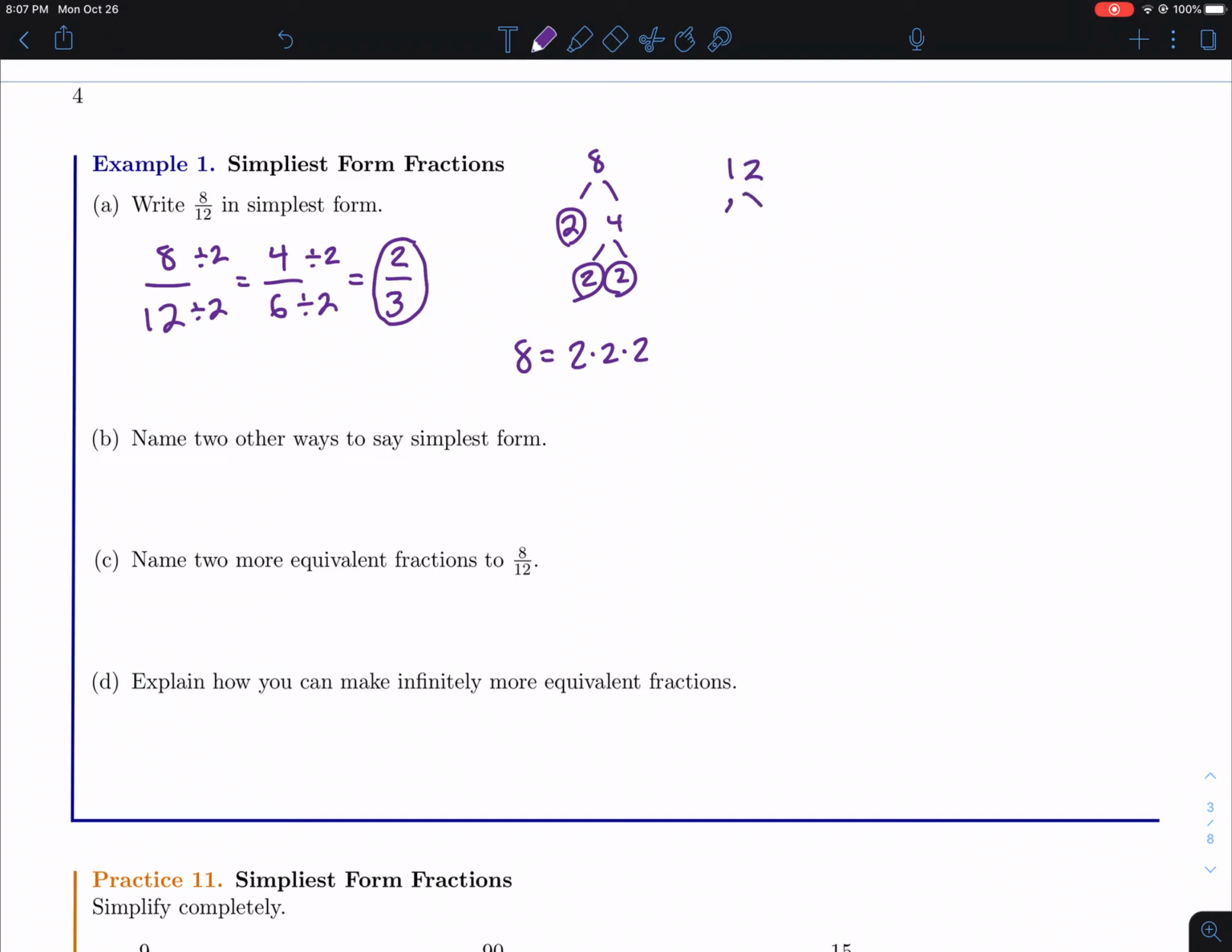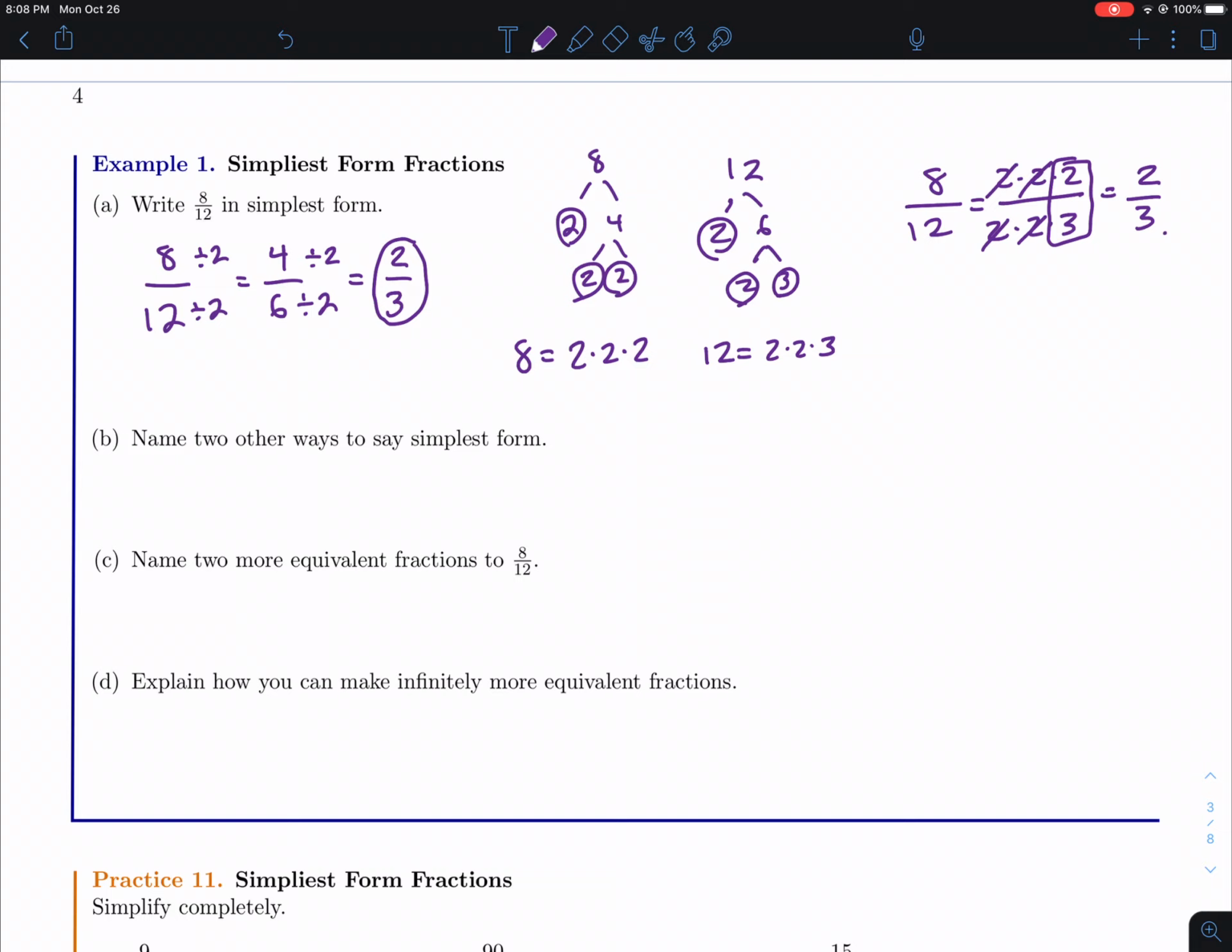And then do the same thing with 12. So 2 and 6, and then 2 and 3. So in this case, we see 12 is 2 times 2 times 3. Now writing them in fraction form, in this expanded form, I get three 2's on the top, and 2 times 2 times 3 on the bottom. And then the idea is we want to cancel off anything that's common to the top and the bottom. So in this case, I can take this 2 and this 2 and cancel them. I can take this 2 and this 2 and cancel them. And then finally, there's nothing else to cancel. So that just leaves me 2/3.